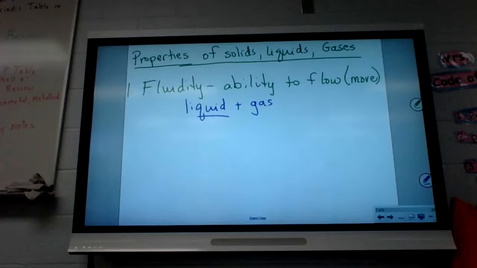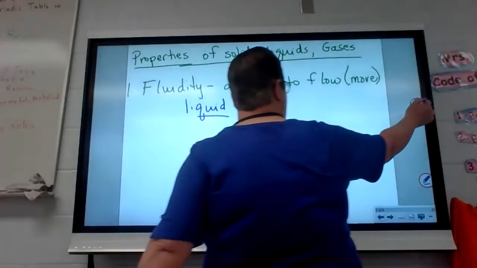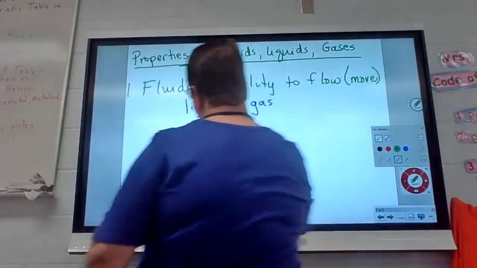Why is one over there? We already wrote this. Do you know both liquids and gases are fluids? We did not write both liquids and gases in the last unit. I know that liquid is a fluid. Okay, I'm just checking.